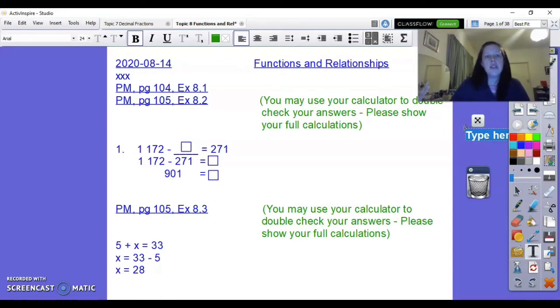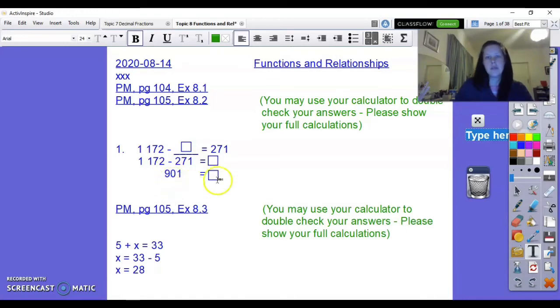Okay, for exercise 8.2, this is how I would like you to set it out. You have this question as your first question. So 1172 minus your box equals 271. So now I need to take this 271 over to the other side. I do the inverse operation and I write it out like this. 1172 minus 271 gives me my unknown. So I know when I work this out, I get an answer of 901.